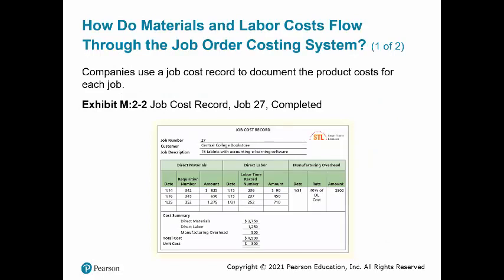Companies will use a job cost record that will document the product cost for each job. On this slide we see a completed job cost record for job 27 that shows the direct materials, direct labor, and manufacturing overhead that were applied to that specific job.